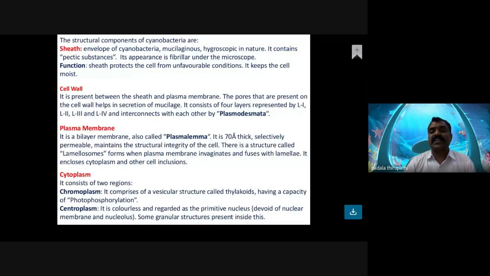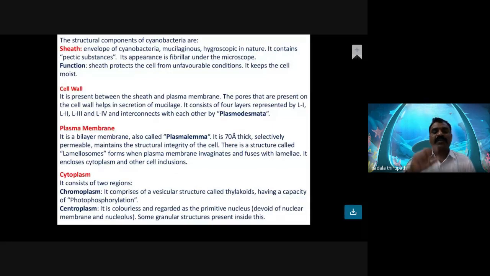There is a structure called the lamellosomes. These lamellosomes form when the plasma membrane invaginates and fuses with the lamellae. It encloses cytoplasm and other cell inclusions.